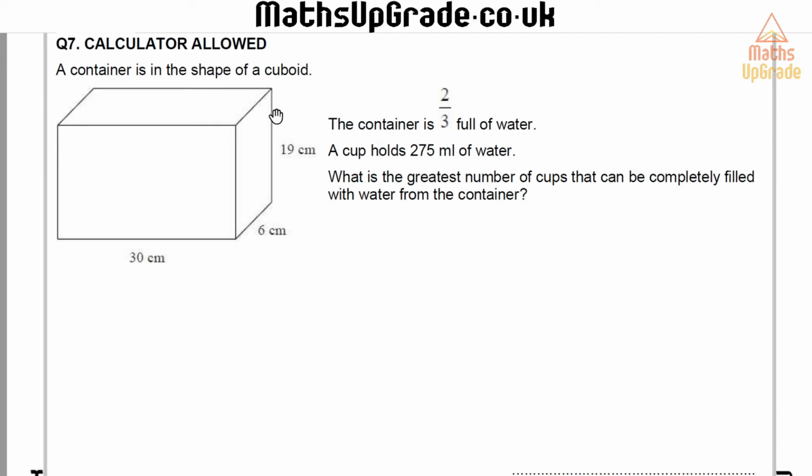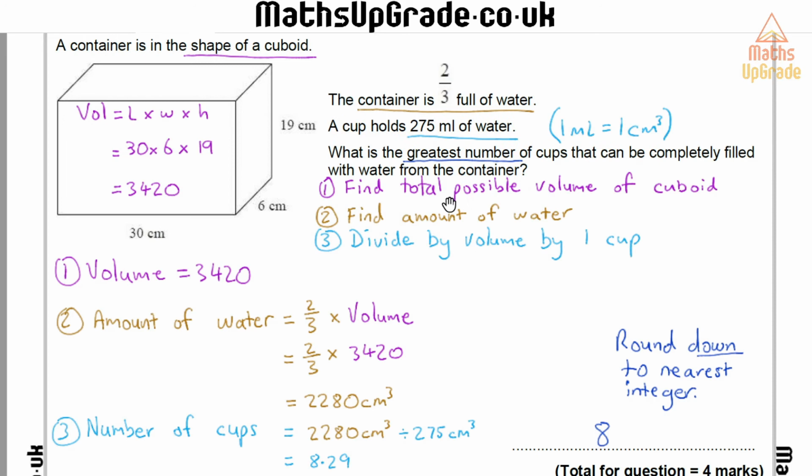So the first thing I'm going to do is find the total possible volume of the cuboid. Then I'm going to find the amount of water when it's 2/3 full. I'm going to divide that by the volume of 1 cup. So let's do that now. So here's the steps I'm going to take. I've underlined the key information. I've also just made a note that 1 milliliter is actually 1 centimeter cubed. So you need to remember this as well, and you need to recall this for the exam.